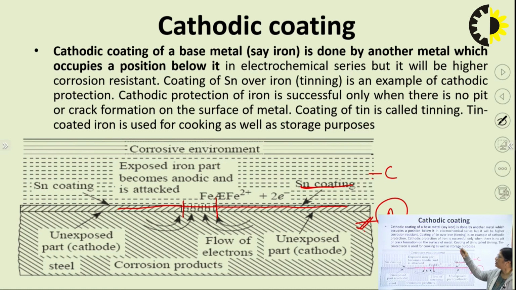So, here the coating of tin over iron is an example of cathodic protection. And the cathodic protection of iron is successful only when there is no crack formation on the surface of the metal. And this process is also known as tinning.